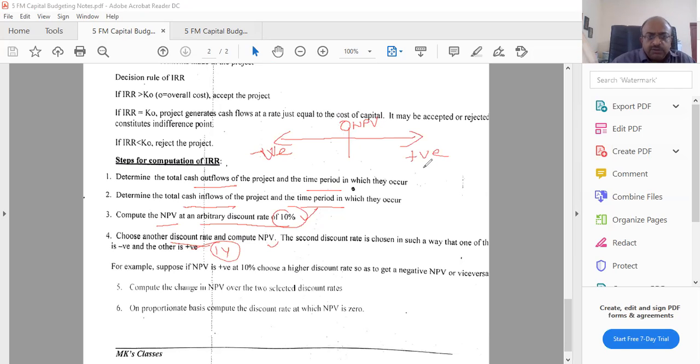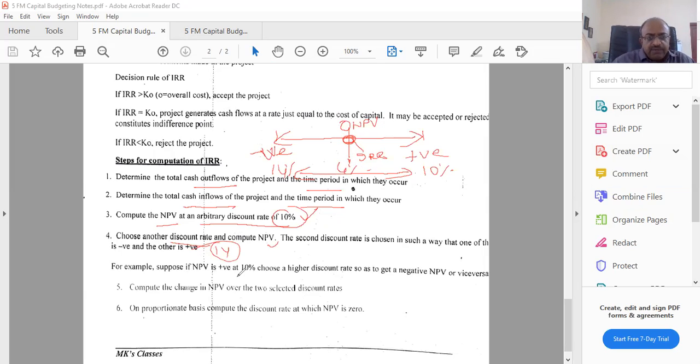Therefore, what is the spread? Suppose this is 10% you have taken, and this you have taken 14%, like the cumulative discounted year you're calculating in discounted payback and all that. How do you do it? Therefore, the change in rate is how much? 4% here, because of which the NPV has moved from this point to this point. And based on the proportion, you can calculate this zero point, which is your IRR. At this point, NPV is 0. That is your IRR point. That is coming somewhere here. What is that? We have to find out.